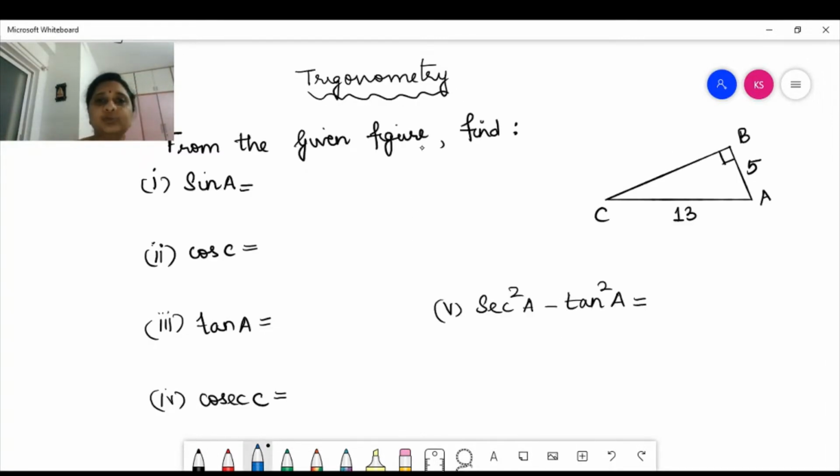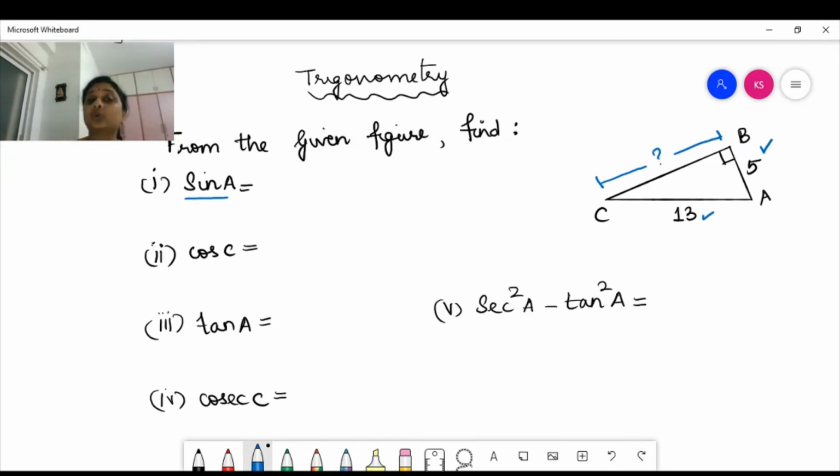Let's solve one problem and see, given the measures of any two sides, how to find all the trigonometric ratios and how to find all the unknown angles and the sides. So the first question says that from the given figure, the figure is here, find sine A, cos C, tan A, secant C, and secant square A minus tan square A. Okay, let's start from the first subdivision. Let's see how to find out sine A. Now, we know the measure of two sides. The third side measure is unknown to us.